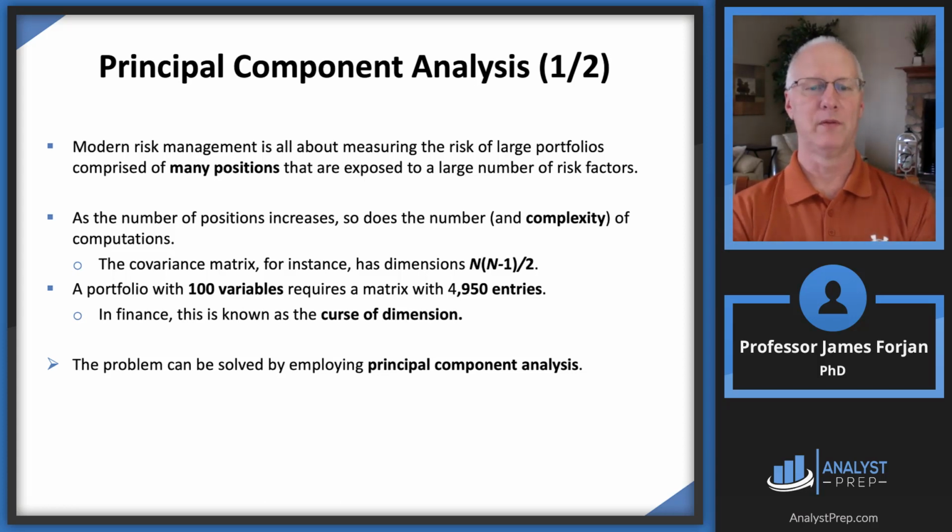The simple example of this is, and we did this in the last chapter, we had this big old variance covariance matrix. So a portfolio of 100 variables is going to have 4,950 entries in that variance covariance matrix. The chapter calls this the curse of dimension.